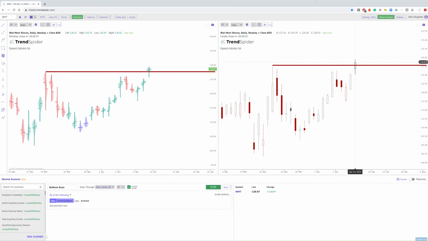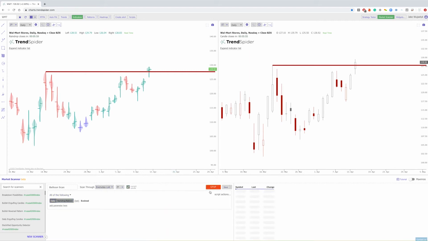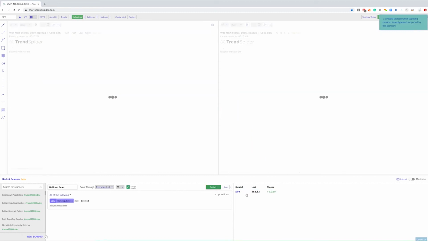You can do this with any type of watch list that you've already created. For example, I have an everyday list that I look through, and I can easily scan that. And if there's anything in here, oh look, SPY's in here, that just popped up. So we'll see if there's anything important with SPY as far as a breakout zone.